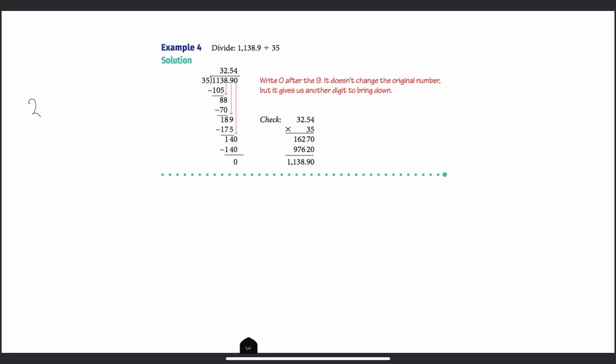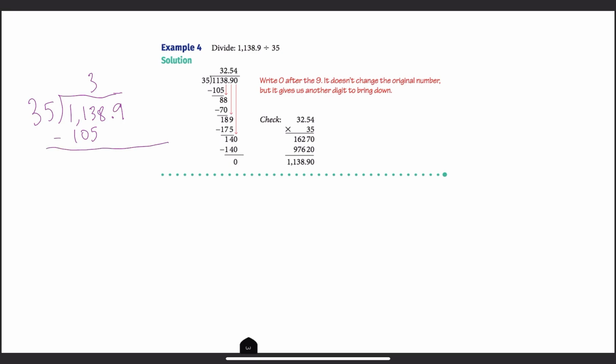So we're going to set this one up. 35 divided into 1,138 and 9/10. So let's see. 35 won't go into 1, won't go into 11. It will go into 113. 3 30s would be 90, so I'm guessing 3 times. So 3 times 5 is 15, 3 times 3 is 9, and 1 is 10, so 105.